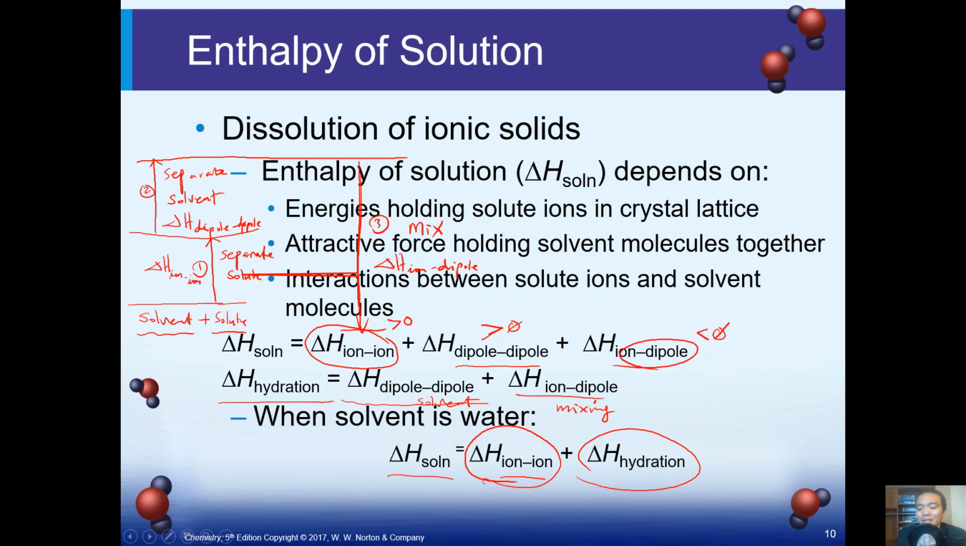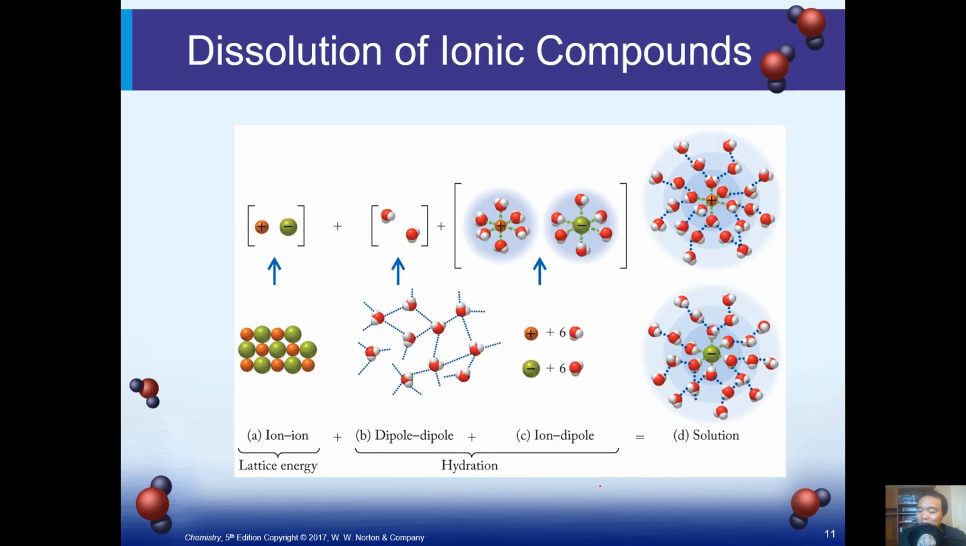All right, let's look at a picture about how this whole process actually works. When you separate ions, this process is the so-called delta H ion and ion interaction. Then you're going to separate the solvent molecules. That's the delta H for dipole-dipole force. Then when you mix it up, it will form new ion dipole. In this process, we call that delta H for the ion dipole.